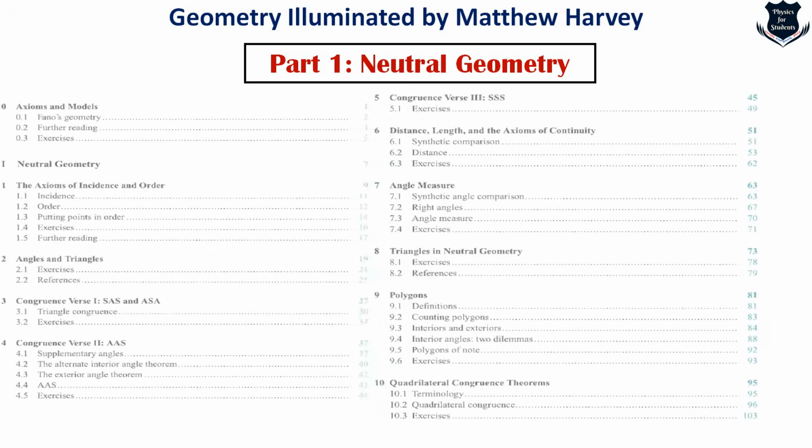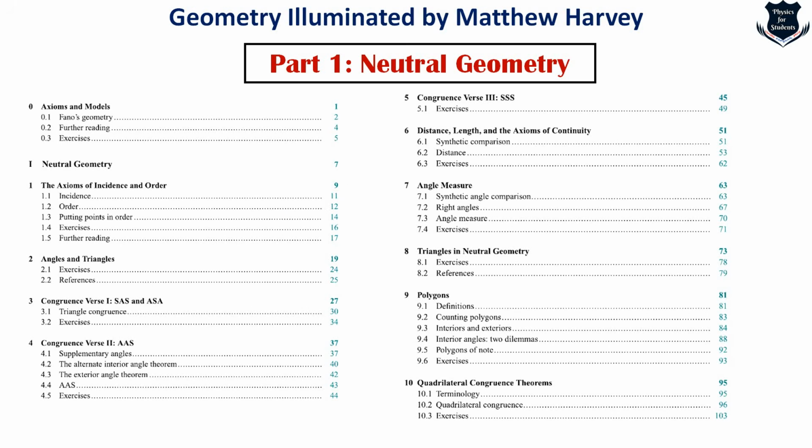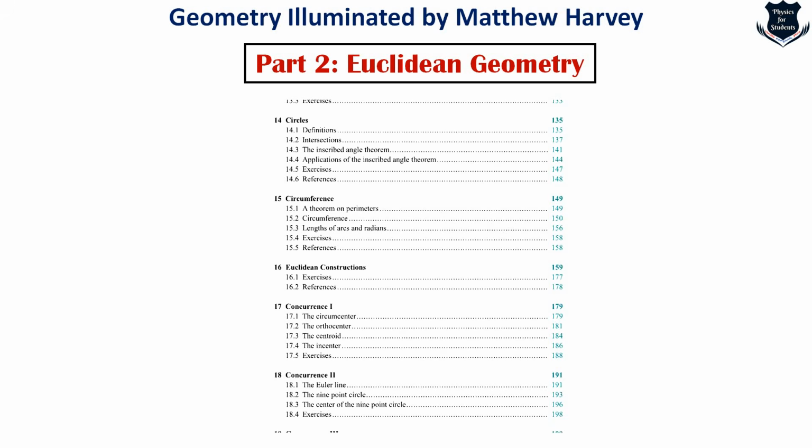So the part 1, as you can see, you can pause the video and read what it covers in the neutral geometry, axioms, neutral geometry, angles, triangles. So basically it starts with this. Second, it goes with part 2, the Euclidean geometry part. You can again take a pause. I've just given a snapshot of this. What is the part 2 of the Euclidean geometry?